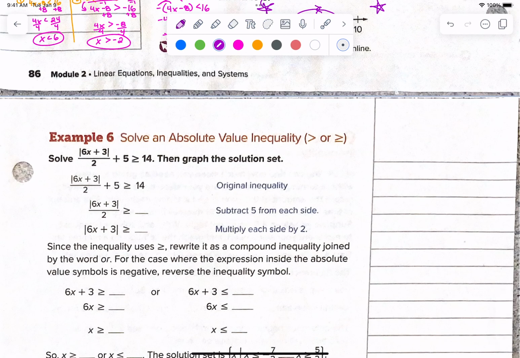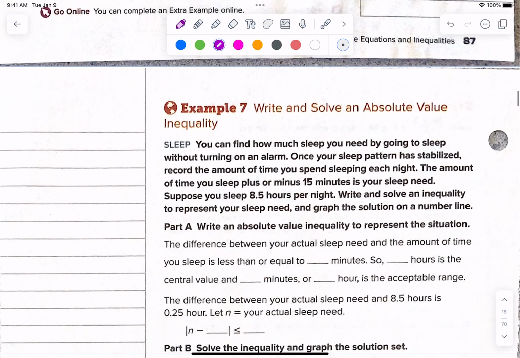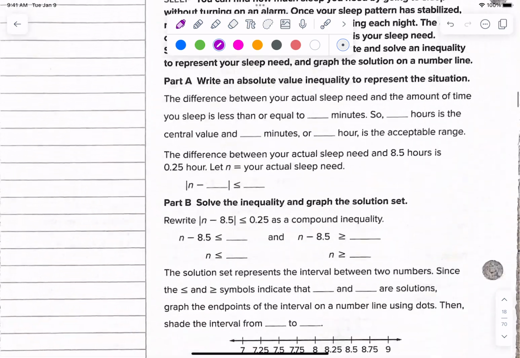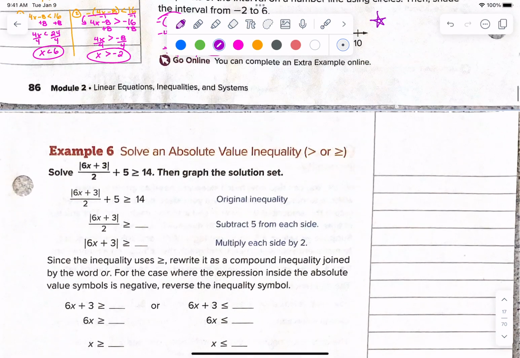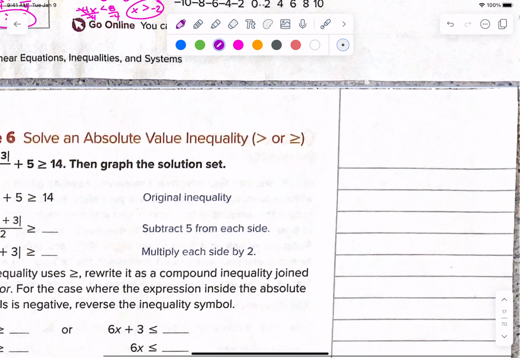What time do we get out of here? We got one more. Let's do example 6 and be done. We want to do the story problem. How about that? Okay, number 6. Last one. I'm going to solve them over here.